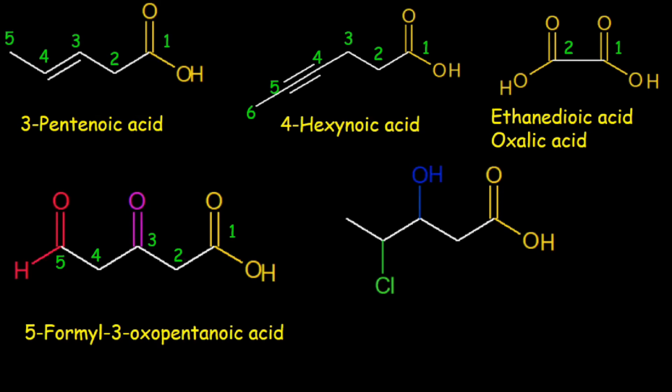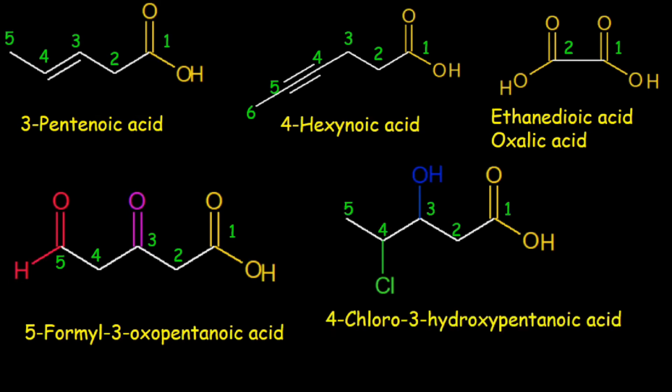Have a look at this molecule, which contains hydroxy and chloro functional groups. Both have lower priority than carboxylic acid functional group. Therefore, the lower locus would be given to carbonyl-carbon of carboxylic acid. The name would be written in alphabetical order: 4-chloro-3-hydroxy-pentanoic acid.